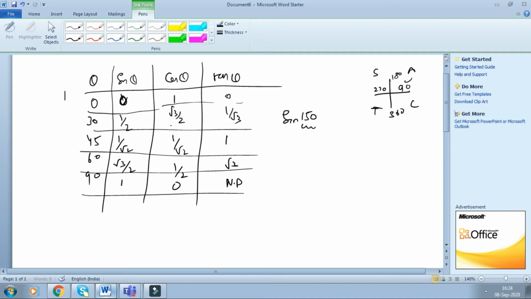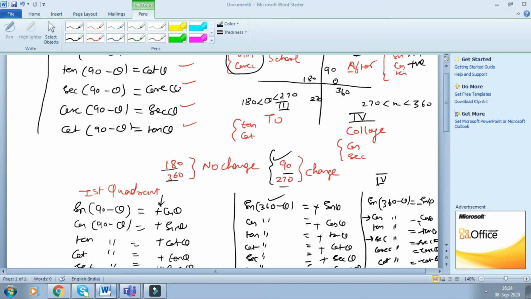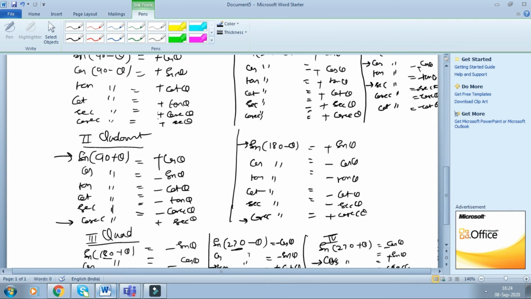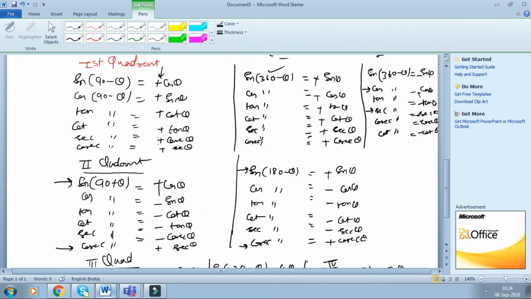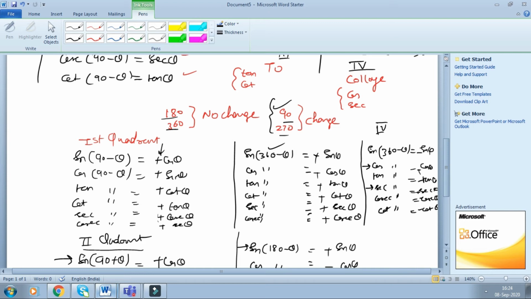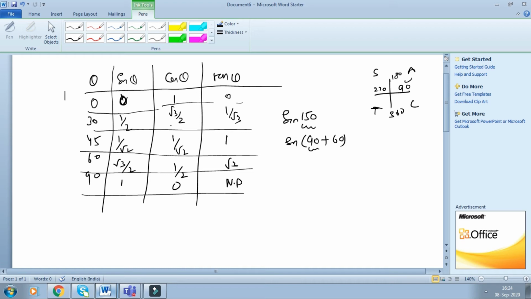First of all, you have to break 150 in between these angles. It can very easily be broken like 90 plus 60, because 90 plus 60 is 150. And mind it, you have to break it only into these angles, not others. Whatever formulas we learned earlier are for 90, 180, 270 and 360 only. That is why you have to break the theta in such a way that it is in terms of these values.